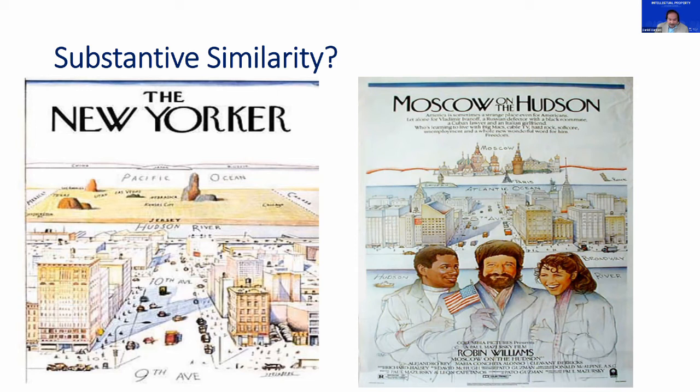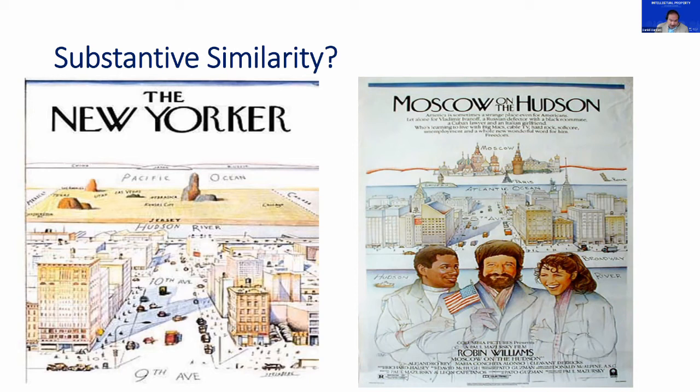So does this poster infringe the copyright of the New Yorker? And I guess if we apply our sort of levels of abstraction, no one is allowed to own a sort of caricature of New York. And so you can argue that this is not a literal copy of the New Yorker magazine. You can see there's skyscrapers in the New York City scene in the movie poster.